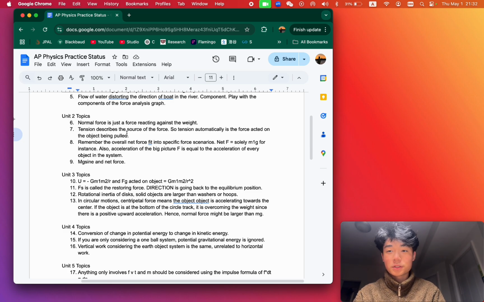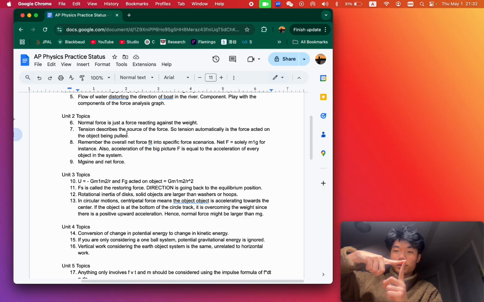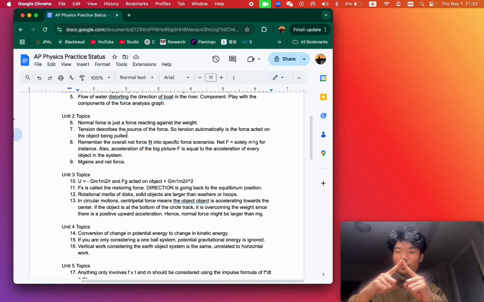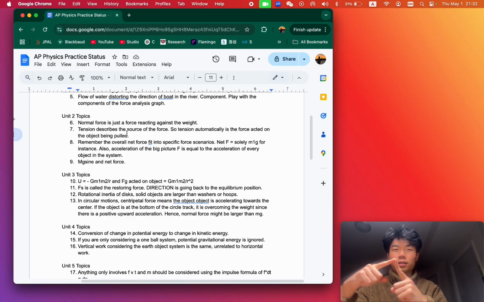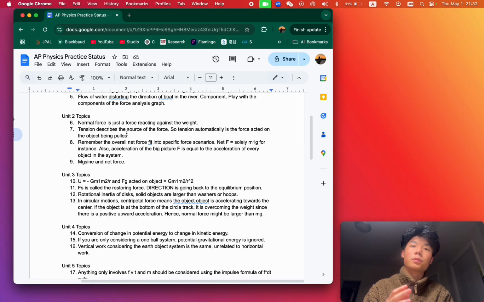However, for those kinds of questions, if you only have two source energies, like this or this, there is no normal force like this, right? There's only two sources. One source is over here, one source is over here. You'll get it when you see these questions. It's hard for me to explain, but just know normal force is a force reacting against the weight.